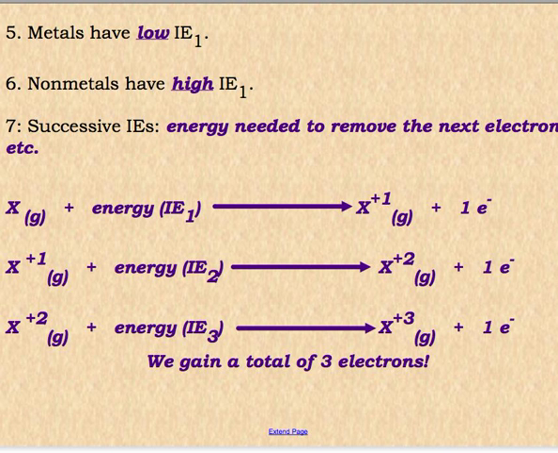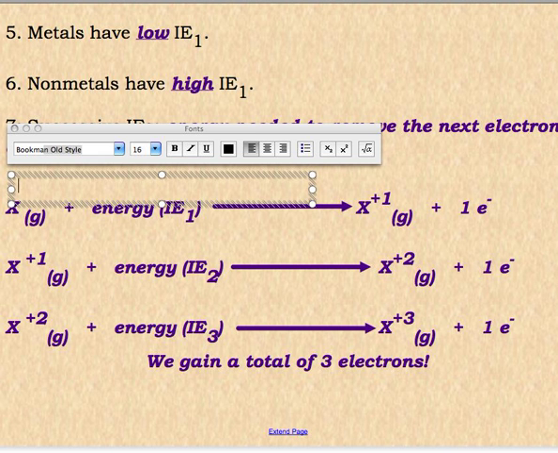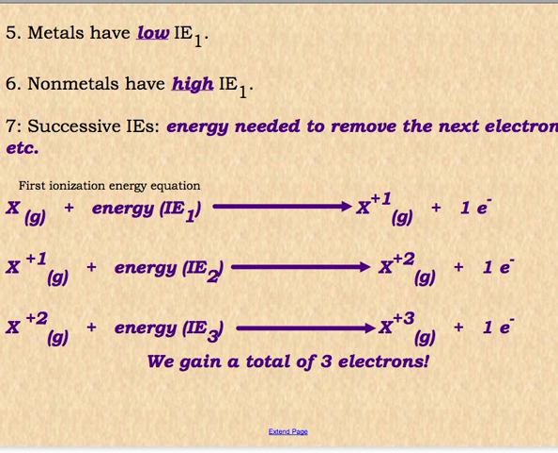You are responsible for knowing this, and you do need to understand it. This is showing you your first ionization energy. So I'll write that down here. This is our first ionization energy equation. So basically I have an atom. I give it energy. It becomes +1, and I get an electron. And that's typically what we look at when we talk about ionization energy.